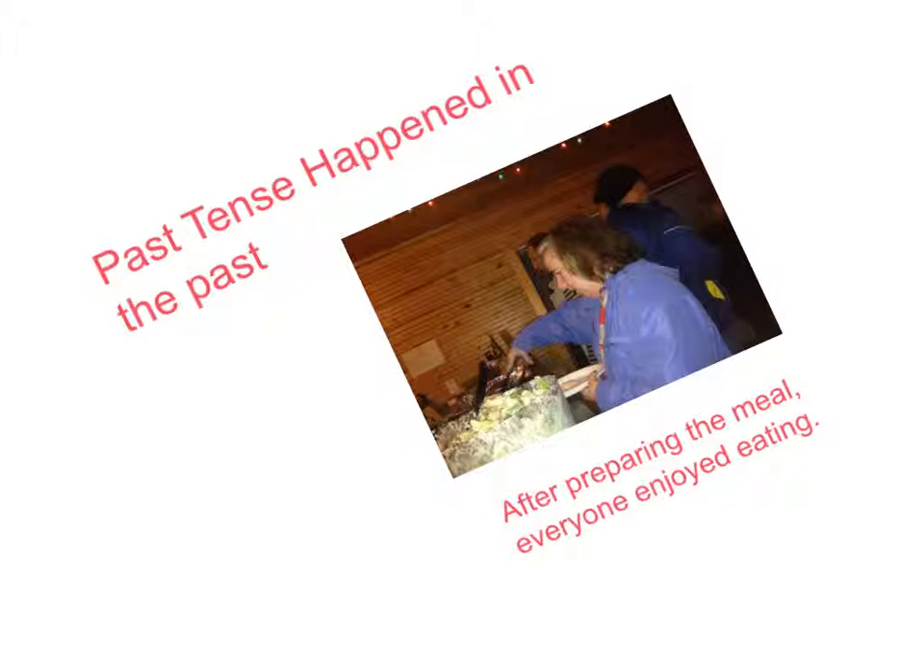Past tense happened in the past, and it's simple past tense. It's not still occurring, it's over, it's done with. Those are the ones that end in ed. So if you look at this example, after preparing the meal, everyone enjoyed eating. Now in this case, the verb here is enjoyed, and it's past tense because it ends in ed. We'll talk about preparing and eating a little bit later.